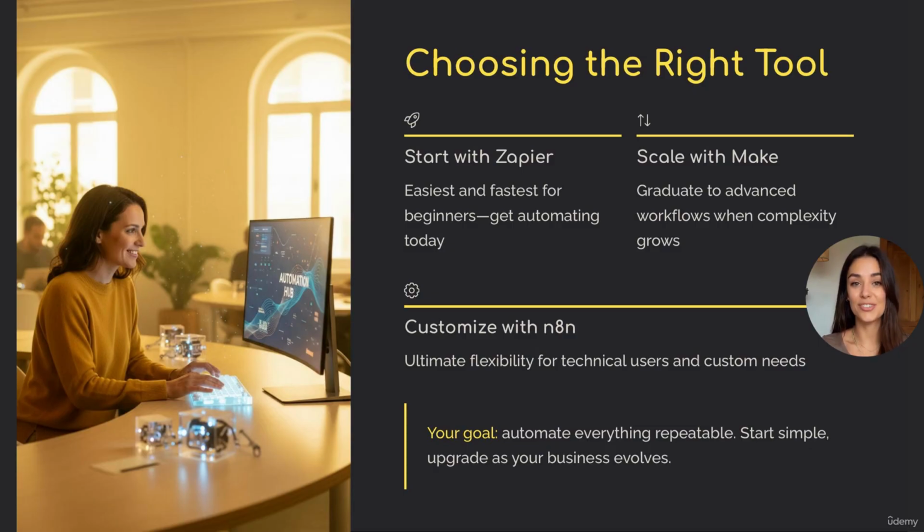n8n is the best choice for advanced users who want total control, custom logic, or self-hosted automations for large-scale income systems. The key is to start simple and expand your automation stack as your income streams grow. No matter which tool you choose, the ultimate goal is to automate everything that's repeatable so your business earns money, even when you're not working.